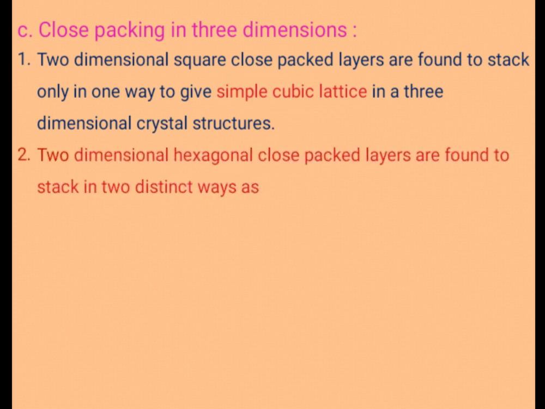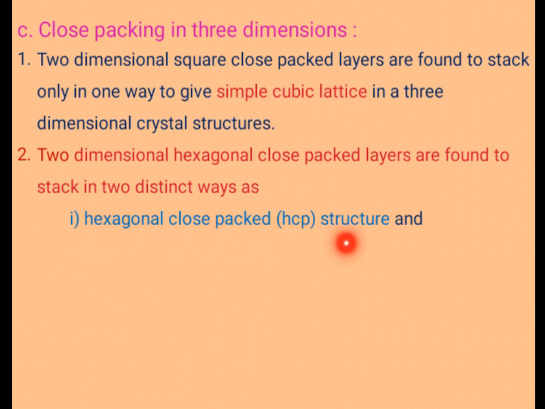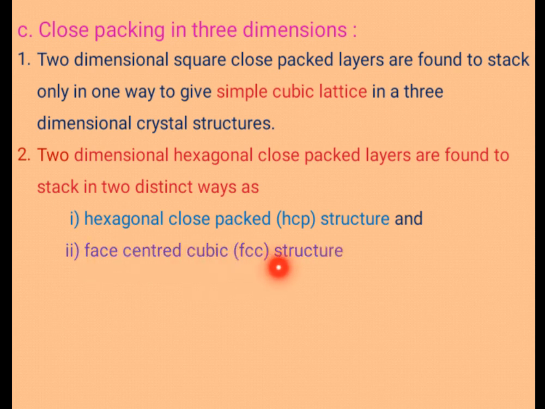These are two ways. The first is a hexagonal close packed structure, and the second is a face centered cubic structure. These are the two ways we can represent the close packing of hexagonal close packed layers in three-dimensional structures. These are discussed below. The first is the stacking of square close packed layers.